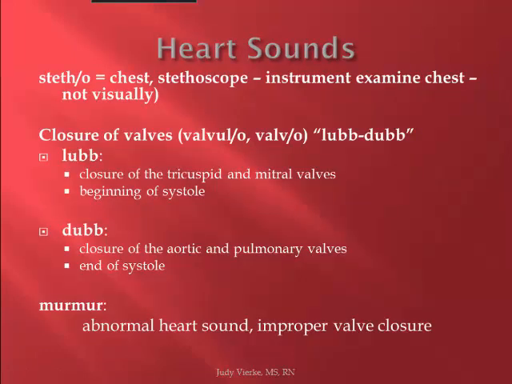So as we're going through systole and diastole and these valves are opening and closing, they make noise. Some people think it sounds like lub-dub, lub-dub, lub-dub, those valves or doors opening and closing. Valves, valvulo, or valvo is the combining form. So the lub noise is the closure of the tricuspid and the mitral valve, signifying the beginning of systole, and the dub is the closure of the aortic and the pulmonic valves, or the end of systole. Don't stress over that for this class.